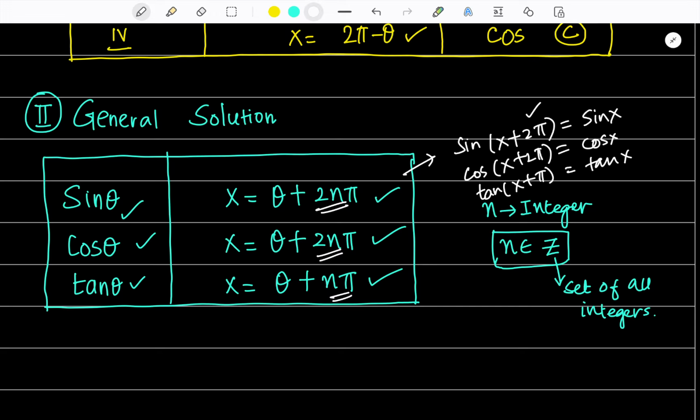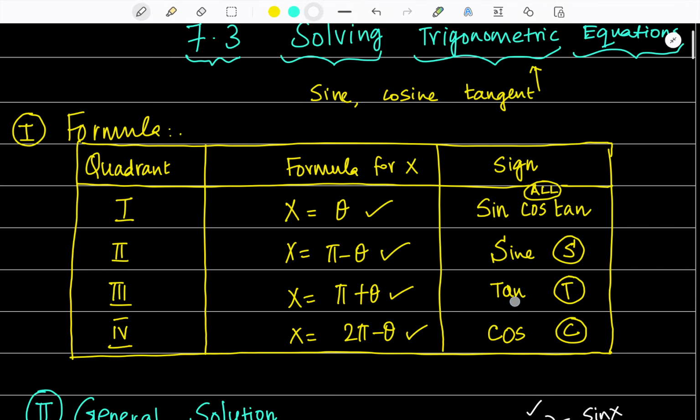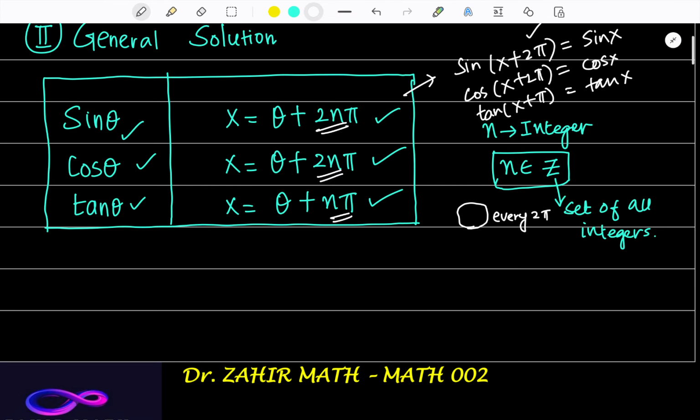Periodic function means what? The same values will repeat in one full circle. That is the main idea. For every 2 pi, the values will keep repeating. So that's the main idea behind this. Okay, right. Now, these are the formulas you need to remember before we study 7.3 trigonometric equations. Only two tables, very easy to remember. This formula and the next formula, general solution.